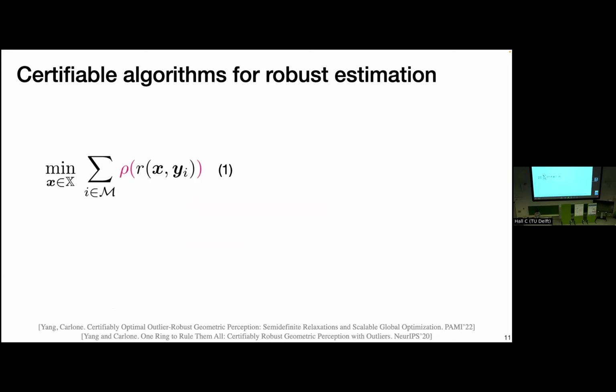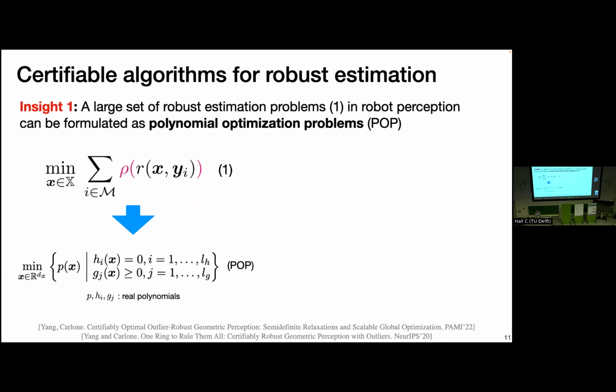Again, here we have two basic insights. We want to solve a problem like this, in which we have a robust loss function, and we want to estimate X. The first insight is pretty similar to the one I had in the first part, but it is a generalization of that. The first insight is that a large set of robust estimation problems in perception can be formulated as polynomial optimization problems. Polynomial optimization problems are nothing scary. They are just optimization problems in which both the objective and the constraints are polynomial functions. So no longer quadratic functions, polynomial functions. It's just a generalization of what I said in the first part of the presentation.